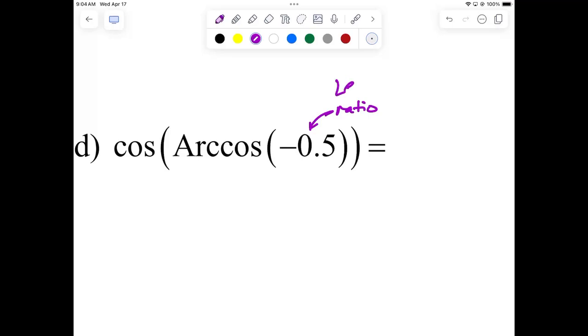Is it a legal ratio? Is it between -1 and 1? It is. So it works. It's just negative 0.5. What happens if it's not in between -1 and 1?